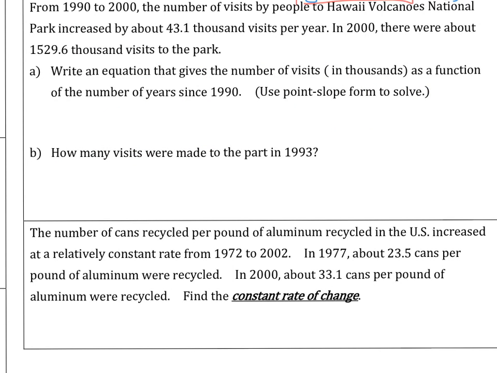From 1990 to 2000, the number of visits by people to Hawaii Volcanoes National Park increased by about 43.1 thousand visits per year. In 2000, there were about 1,529.6 thousand visits to the park. Write an equation that gives the number of visits as a function of the number of years since 1990. Use point-slope form to solve. So let me first write down the point-slope form.